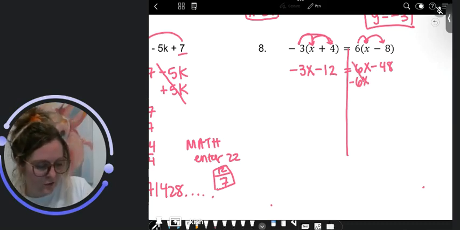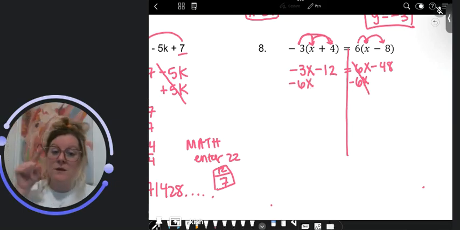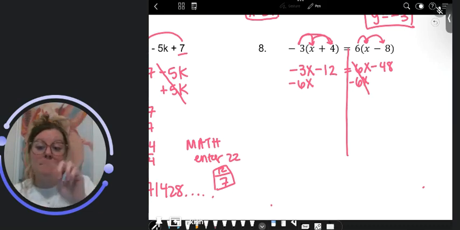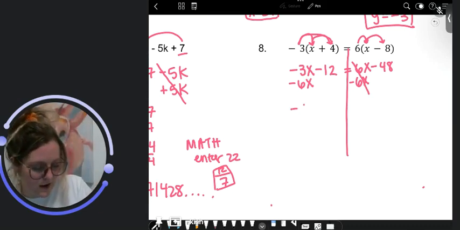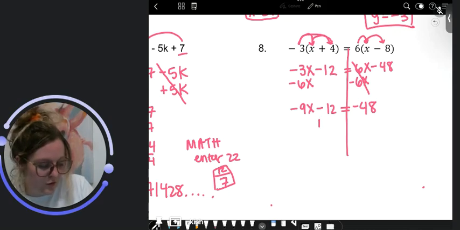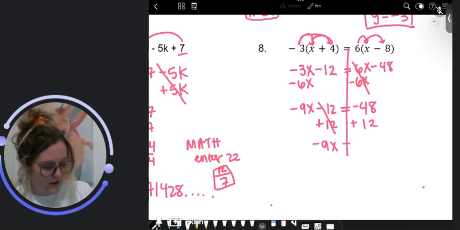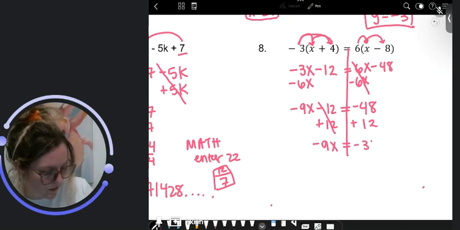They cancel on the right. I am going to subtract 6X's on the left. Be careful here in your calculator. You are clicking -3 minus 6 to give you a -9X. Everything else comes down. We are then going to move the 12 by adding 12 to both sides. On the left, they cancel. I bring down my -9X. On the right, I get -36.